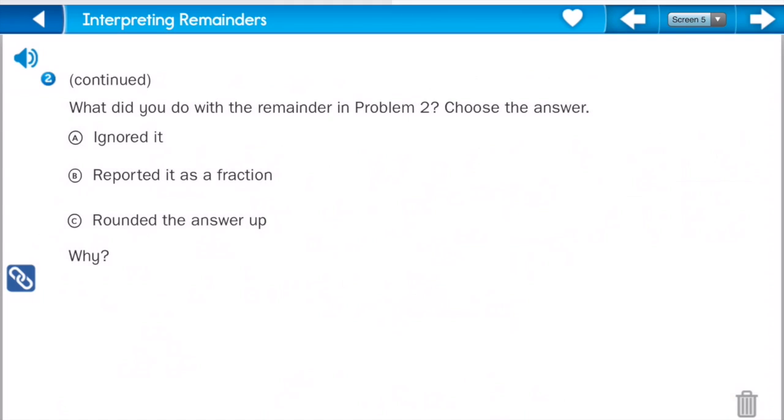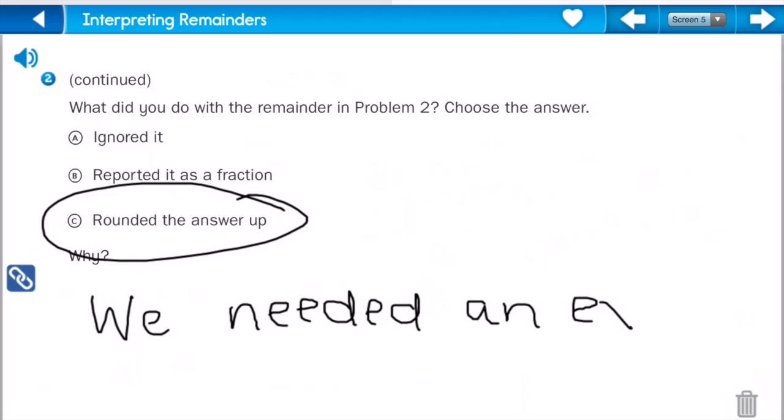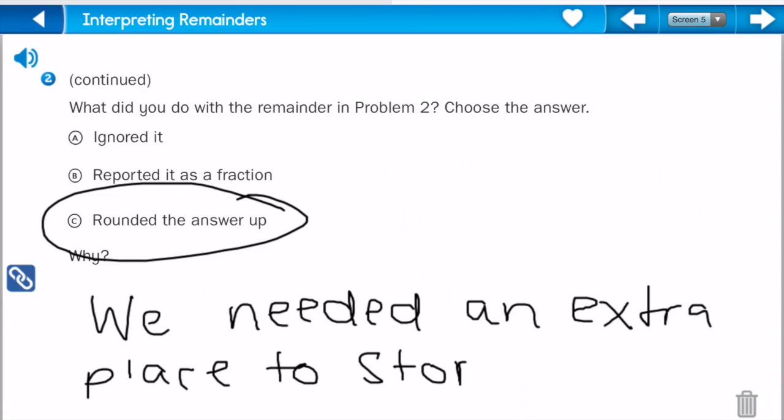So what do we do with the remainder in this problem? We had to round it up because we needed an extra place to store 3 DVDs. Okay?